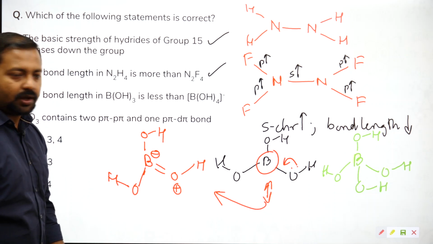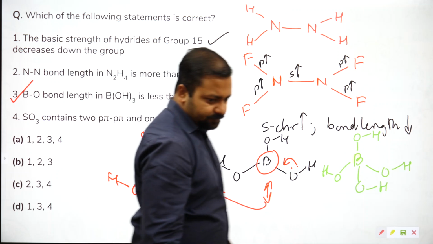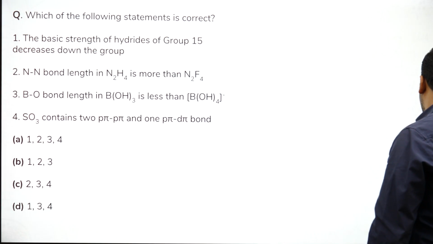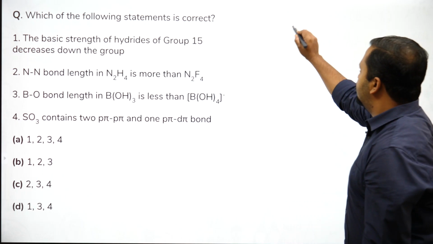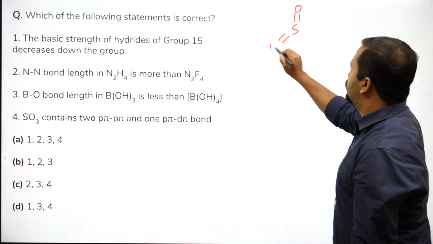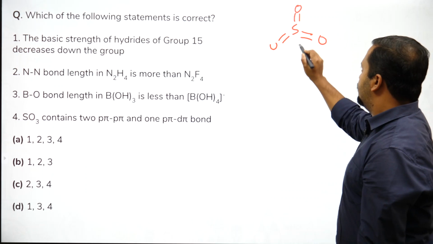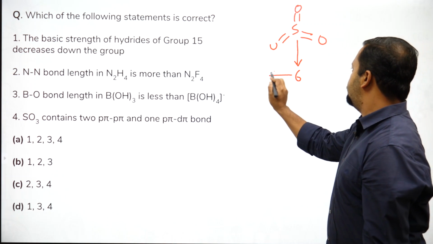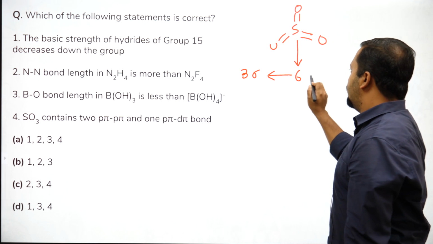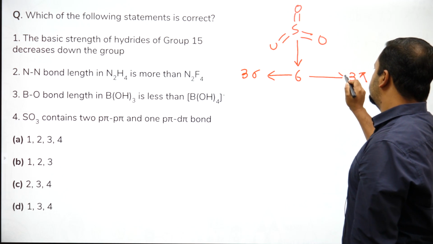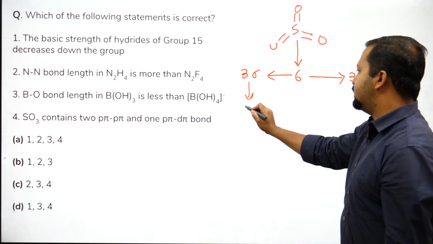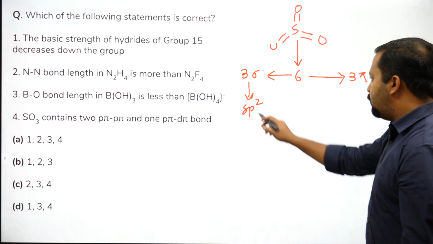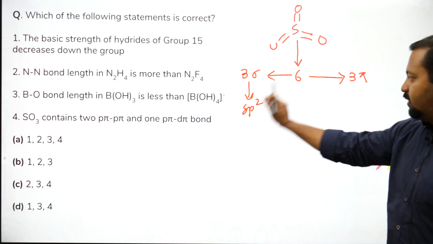Okay. The last statement is something which bothers students a lot. So let's try and understand it in a simple way. S double bond O double bond O double bond O. How many bonds need to be formed? 6 bonds. 6 बonds में 3 sigma है and 3 pi. 3 sigma bonds, that means sp2 hybridization, and 3 pi bonds need to be formed. How many unhybridized p orbitals are present over here? 1.